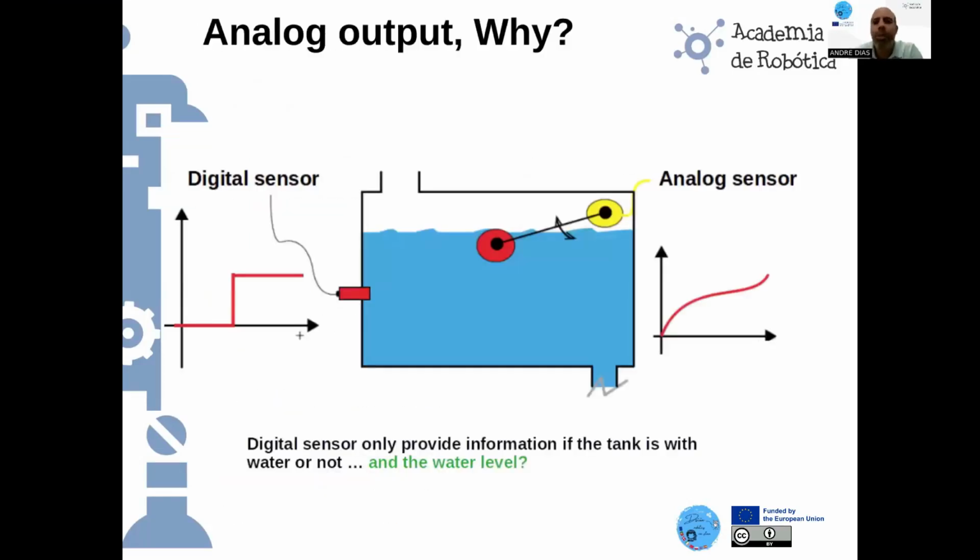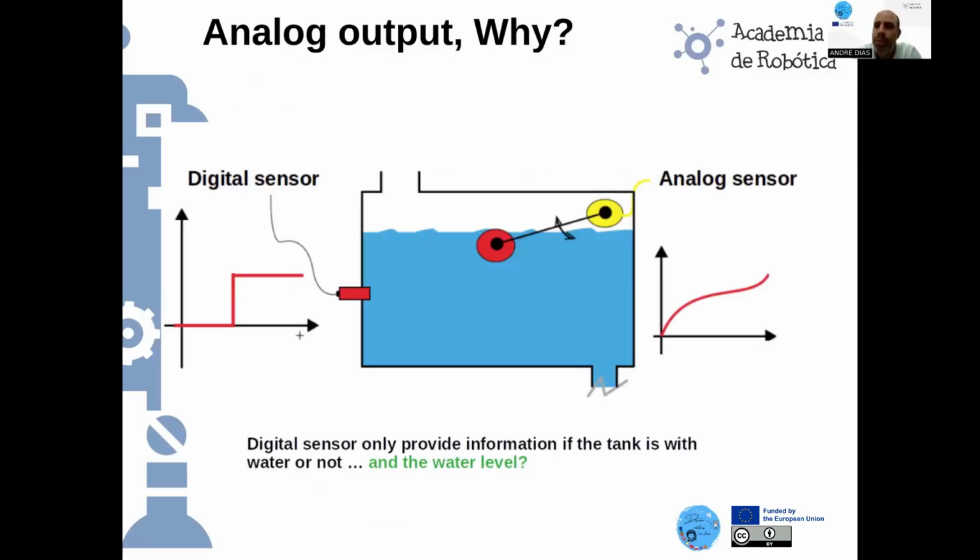For starting, let me explain the main difference between a digital sensor and an analog sensor. As you can see, I provide here an example that is a tank. And the tank can be full or empty of water. If you check here on your left, you have a digital sensor, that is able to tell us if we have water or if we don't have water in the tank.